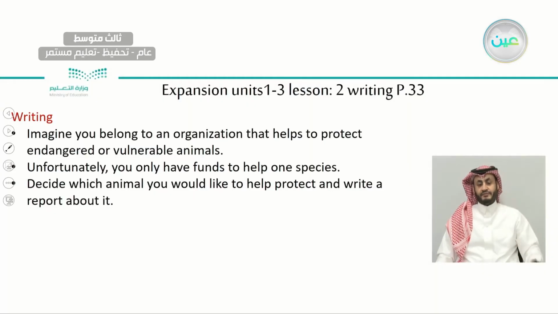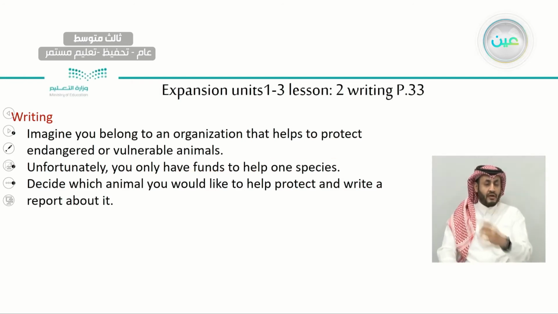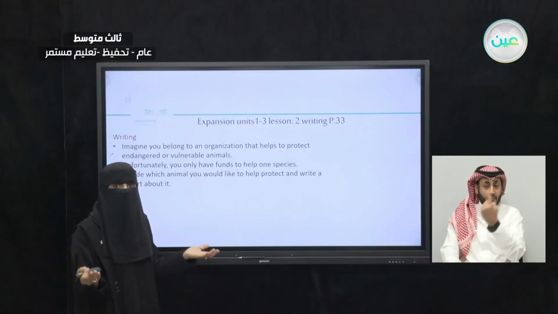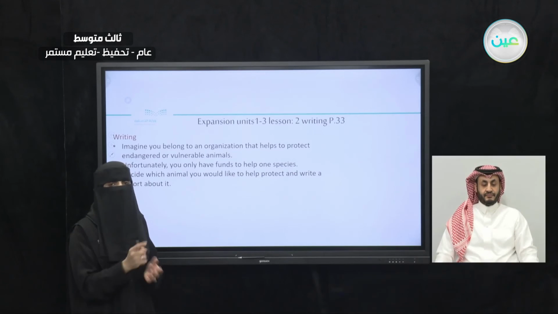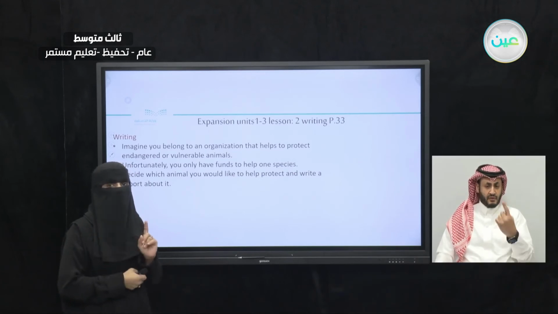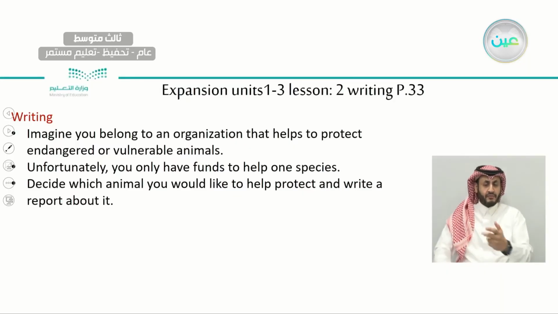This is the first thing. Unfortunately, you only have funds, we're talking about money. You only have funds to help one species, so you're going to help only one. There are a lot of animals, they are endangered, they are at risk, okay? So you can only save one. So decide which animal you would like to help protect and write a report about it.